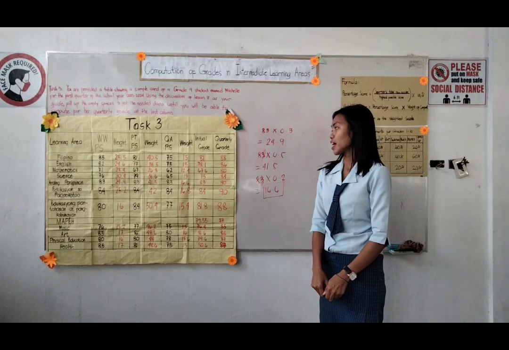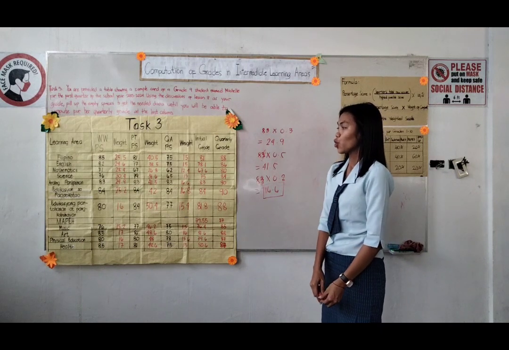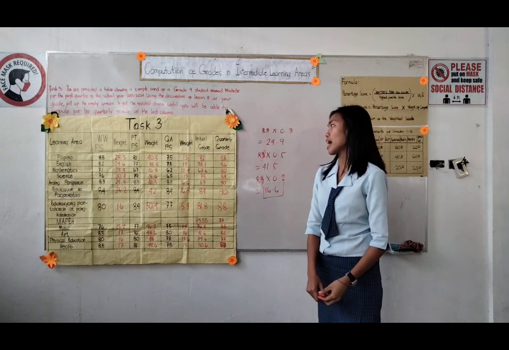In order to get the initial grade in Araling Panlipunan, we need to add the weighted scores of written work, performance task, and quarterly assessment.